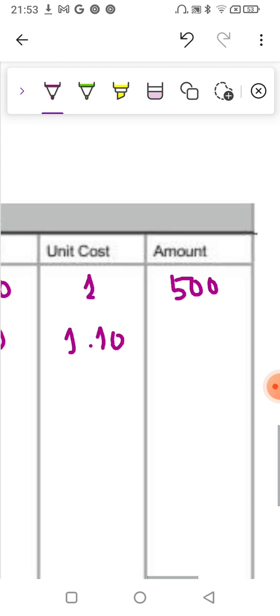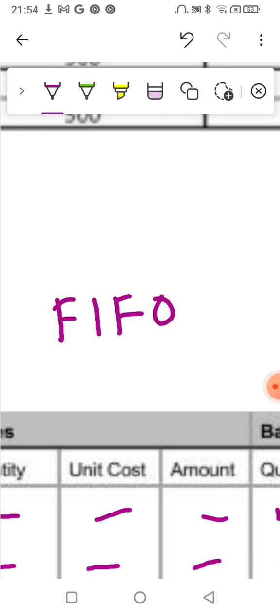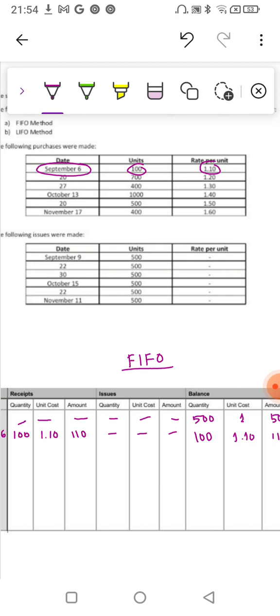Now what I'm left with is 110 as my amount. What we are doing here is FIFO. First we are starting off with FIFO, so this is under the FIFO system. Till here, FIFO and LIFO would mean the same in case of purchases. We are recording purchases. When it comes to issue, that is when the differences arise.